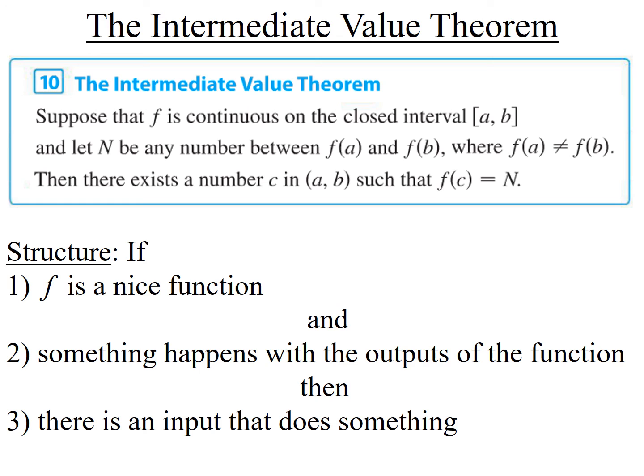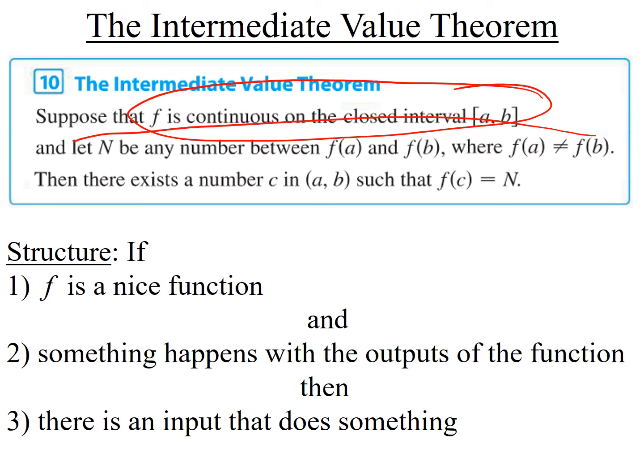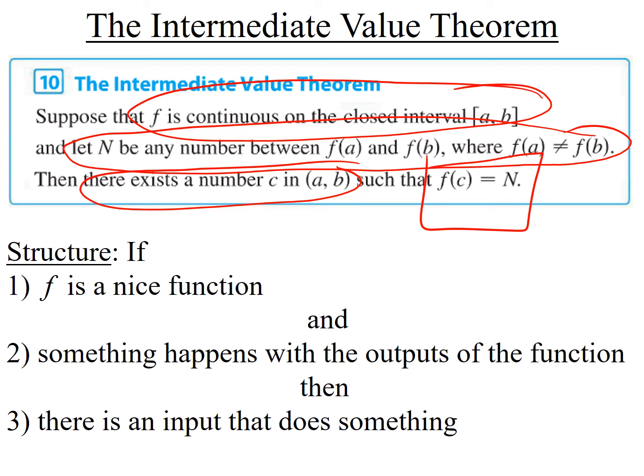So that's the structure. When you're trying to memorize this theorem, because it's very likely they'll ask you to state the theorem on a quiz, on exams, and so forth, we want to first remember the structure. If these two things happen, then this third thing happens. So if you have a nice function, don't say nice though, just say continuous on a closed interval AB. And something happens with the outputs that we'll talk about. Then there's an input of the function that does something. It does this, whatever that means.